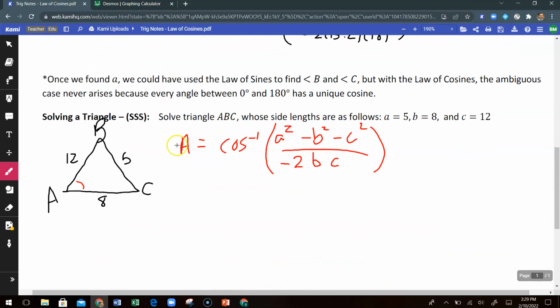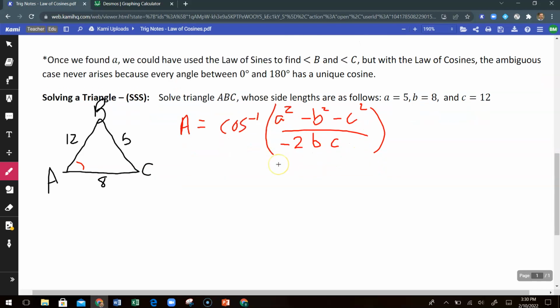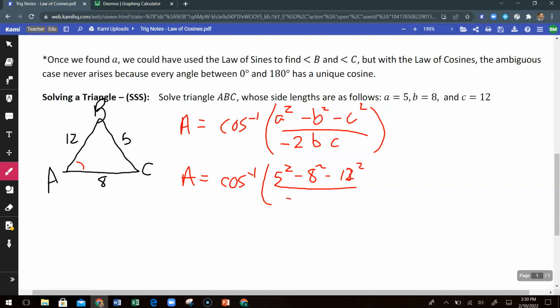But this time I had to solve for an angle, so I'm just going to do this. And again, the side length that matches the angle, that's the first one at the top, and then I only use that once. I use the other two twice. So in this case, angle A is going to be the inverse cosine of 5 squared minus 8 squared minus 12 squared over -2 times 8 times 12.